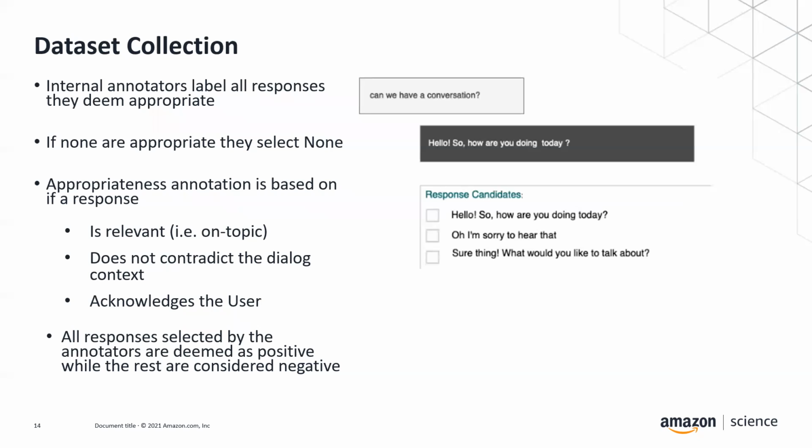Our annotation pipeline is shown here on the right, where we show some conversation context, and then list all the response candidates that were returned for that turn. Some internal annotators then label all responses that they deem appropriate, and if none are appropriate, they select a none box that we provide. This appropriate annotation is based on whether the response is relevant, doesn't contradict the dialog context, and also acknowledges the user. At the end, all responses selected by the annotators are deemed positive, while the rest are considered negative for our training.